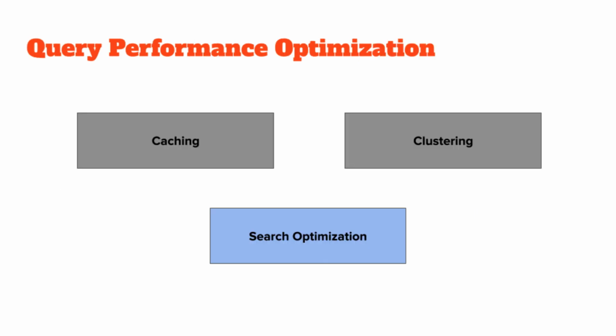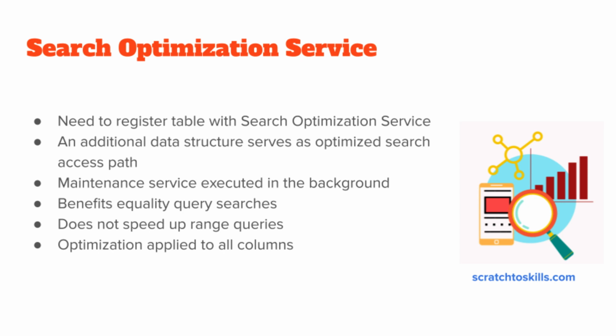And finally, the third optimization technique that we will discuss is search optimization, which is performed using Snowflake's search optimization service. Search optimization in Snowflake is a table-level property that users must explicitly activate for their tables. It's not enabled by default. Once enabled, Snowflake employs an additional persistent data structure that acts as an optimized access path for all records in your table. This data structure is initially populated during activation and continuously updated in the background as your table evolves.